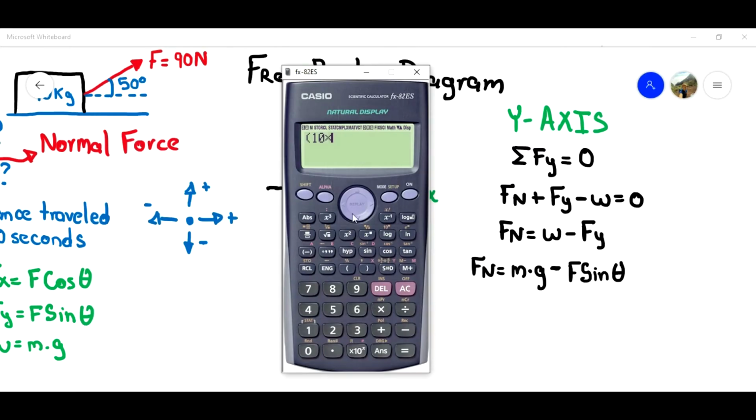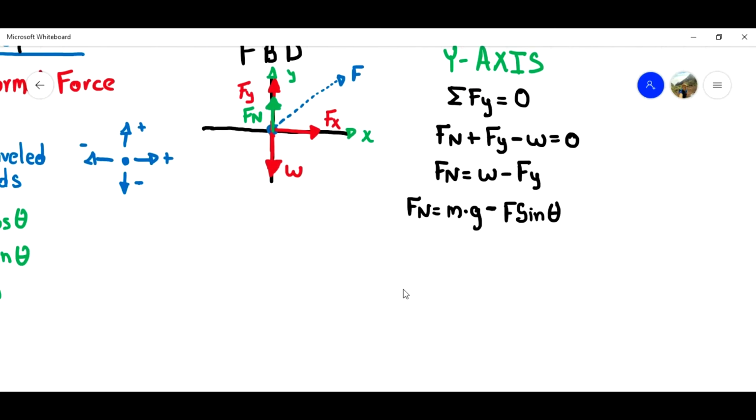So if you use gravity and you use the negative sign, the problem is not going to be correct. Okay, so again, I'm going to use the gravity with the positive sign because I already use negative sign here in the weight. So let's continue. 10 times 9.8 minus the force, and the force is parentheses, 90 times the sine of the angle, 50, equals, okay, that is the value of the normal force.